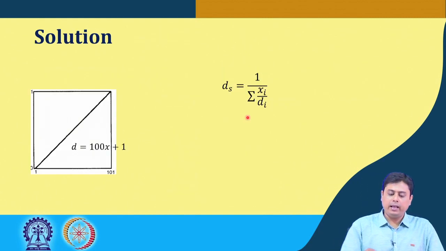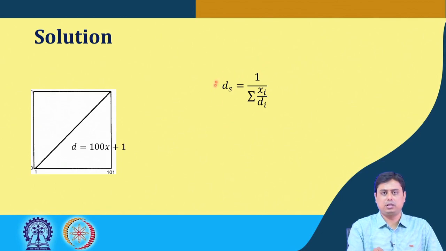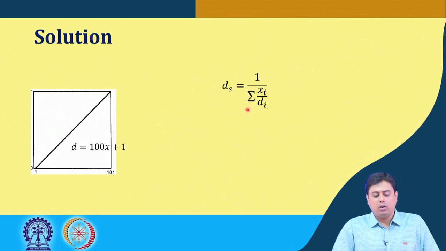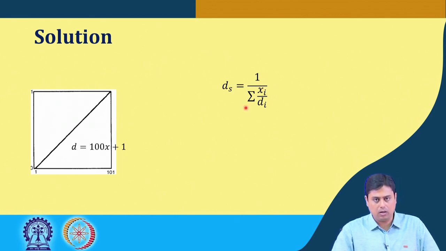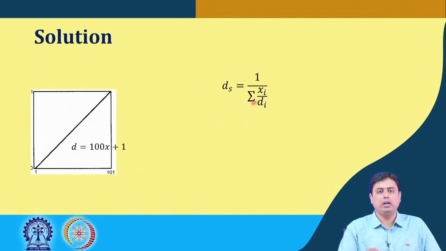Again, you have to remember the expression that I showed you in my last class: the surface mean diameter, which we can represent, let us say, by dS, is 1 by summation of xi by di, where xi is the mass fraction of the ith size component and di is the corresponding diameter. In this case it starts from 0 mass fraction where d is 1, and then gradually increases to 101 micron size particle where xi goes to 1.